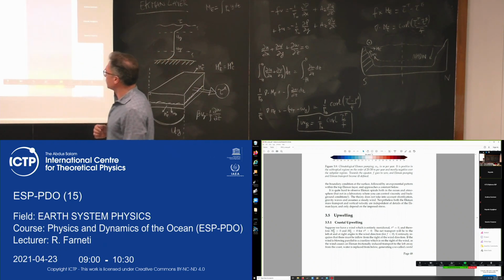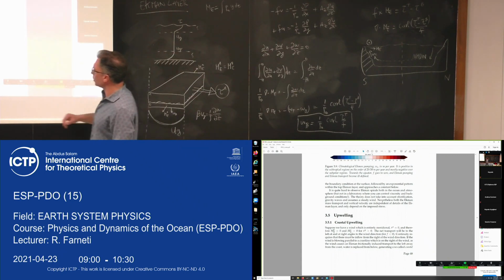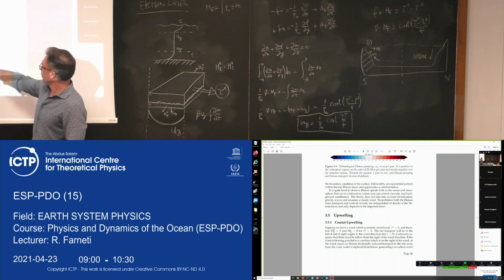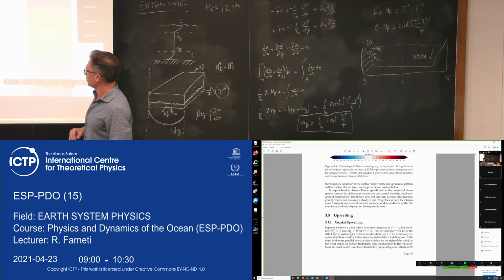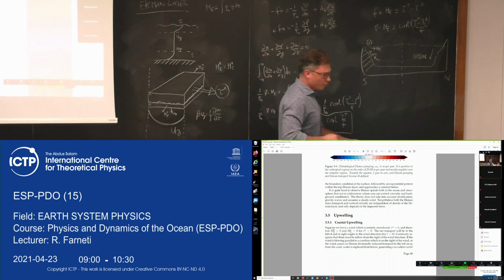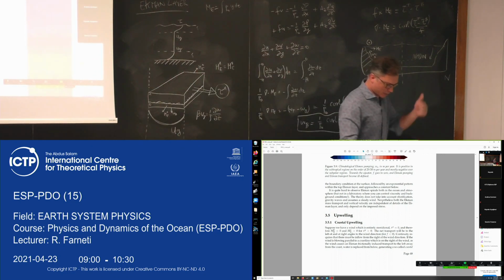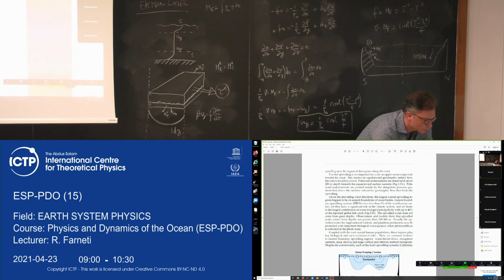Continuity requires that you have an inflow from this divergence because you have a continent. And so if the wind is blowing parallel to the coast, which is on the right of the wind, this causes an Ekman transport, which is away from the coast. And water has to be replaced somewhere by an Ekman pumping. And so that's called coastal upwelling.